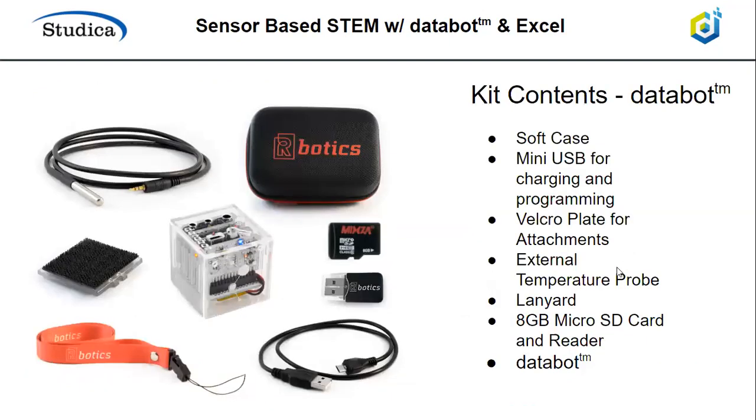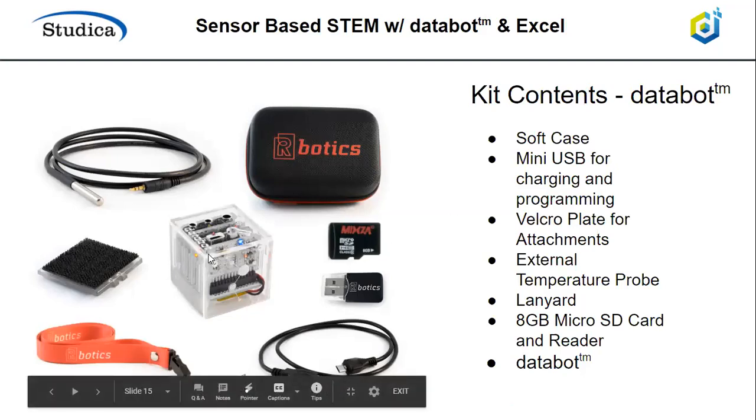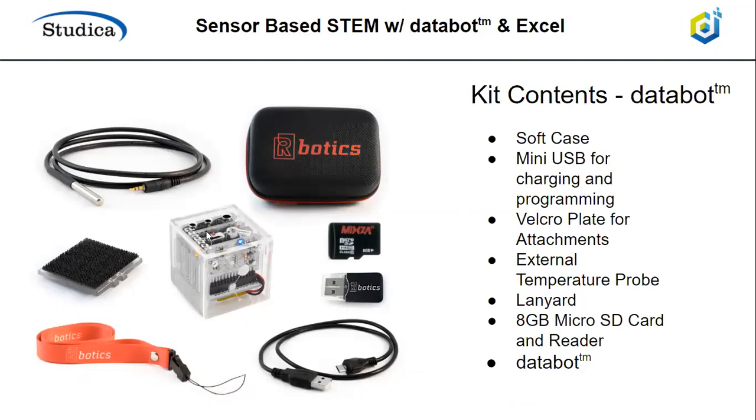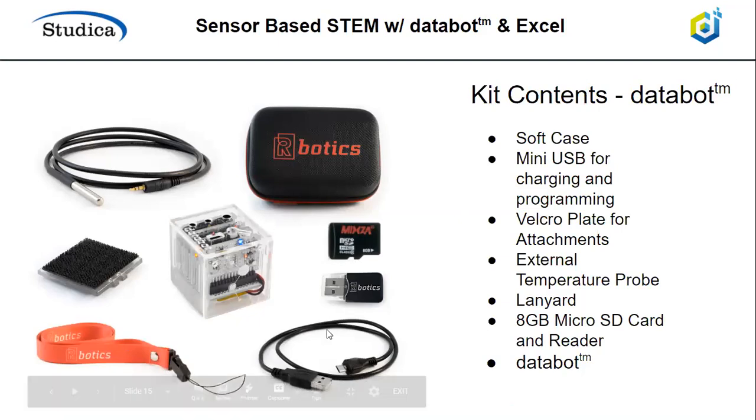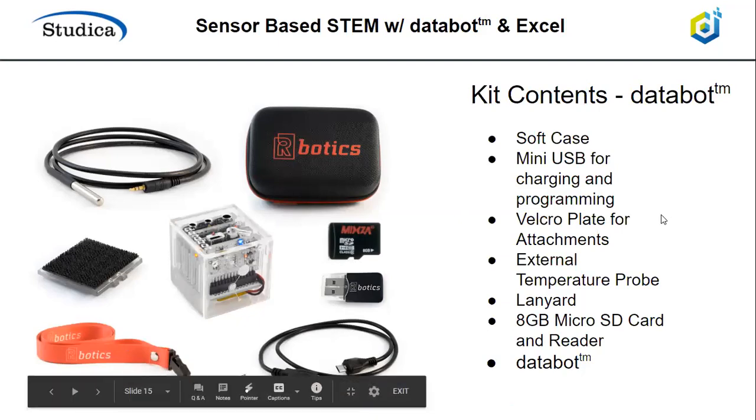When you buy a Databot kit, these are all the things that are included. So you get your Databot, a soft case. This is the SD card that actually comes pre-installed. This is what your lanyard looks like, the Velcro plate. You can see the external temperature probe there and the cable. So all that comes in a Databot kit.